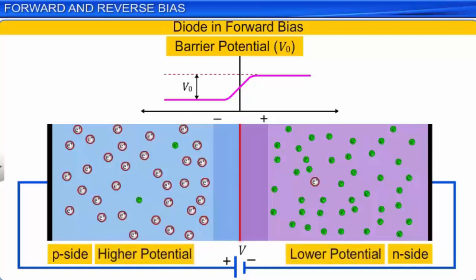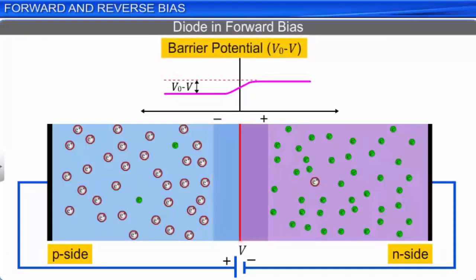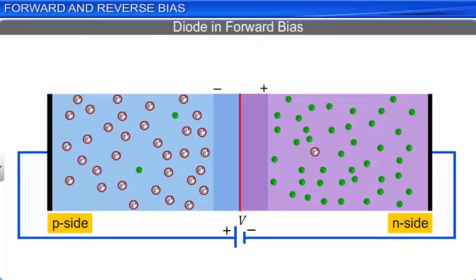Due to the forward bias connection, the barrier potential across the PN junction decreases and becomes equal to the difference between the barrier potential V0 at equilibrium and the external applied voltage V. Also, when a diode is forward biased, the width of the depletion region around the PN junction decreases.